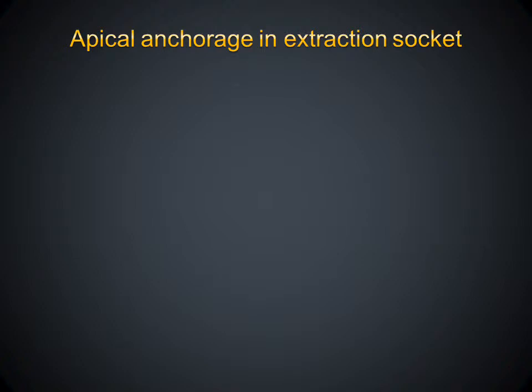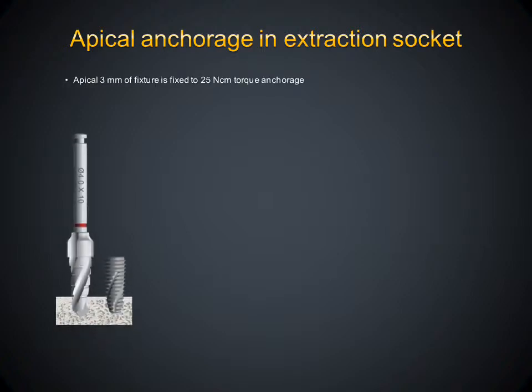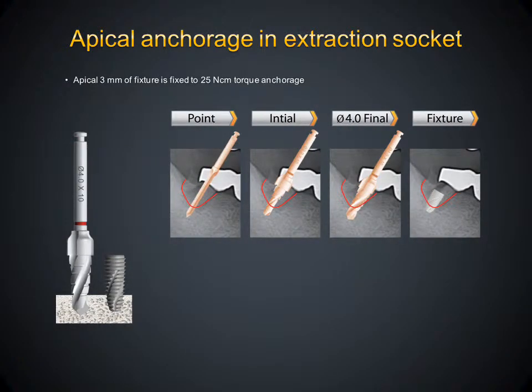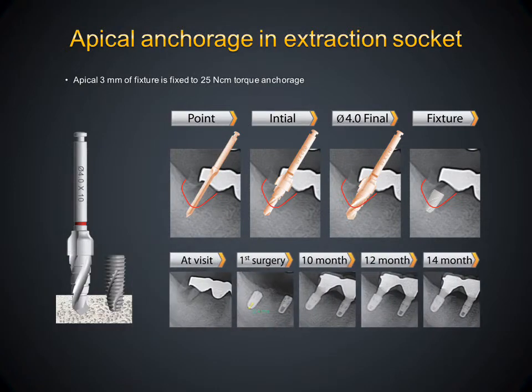In an extraction socket, the INNO implant could be anchored up to 25 Nm torque force in a minimal 3 mm depth of bone. In the extraction socket of a mandibular posterior tooth, the INNO implant could be immediately placed with simultaneous bone graft, which shortened the loading period.